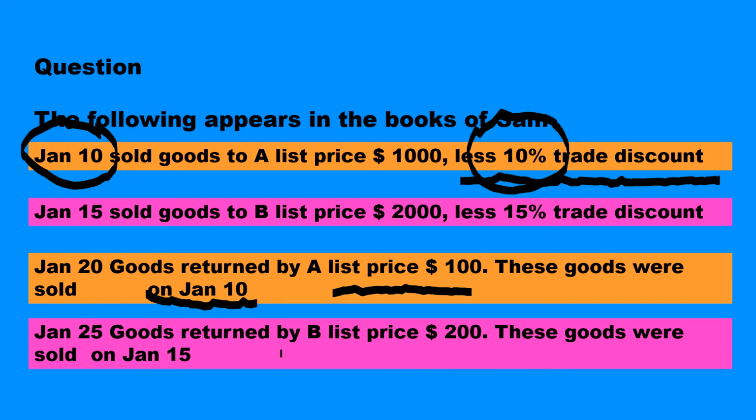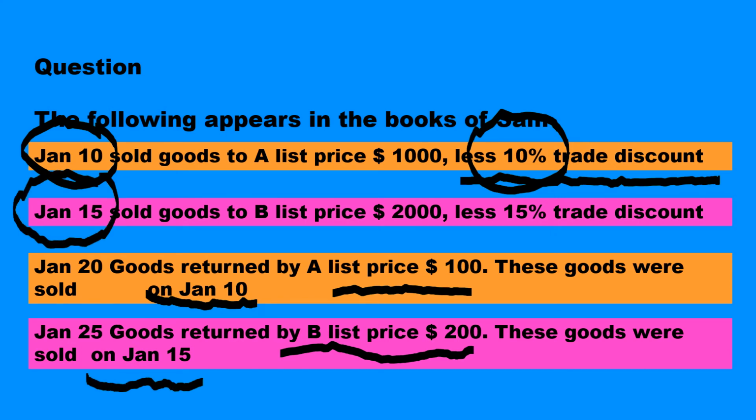Goods returned by B, list price 200. These goods were sold on January 15th. So if we look at January 15th, when goods were sold to B, there was a trade discount of 15% that was deducted from the list price. Therefore, if we now accept the return from B, the account of B cannot be adjusted with the list price. The trade discount has to be taken into consideration. Let us see how we adjust for these.